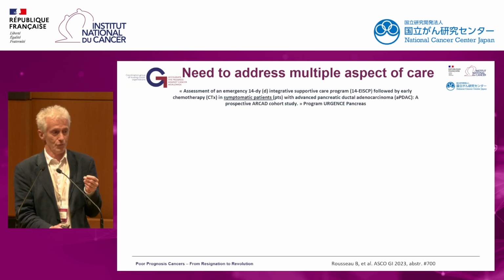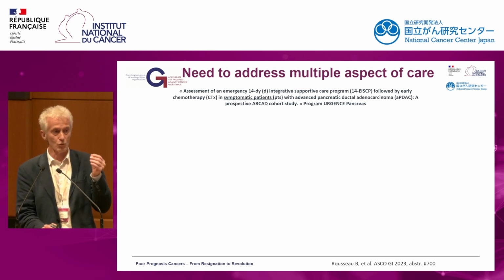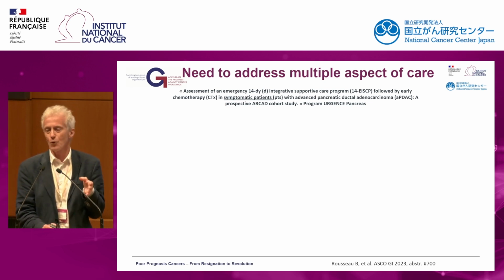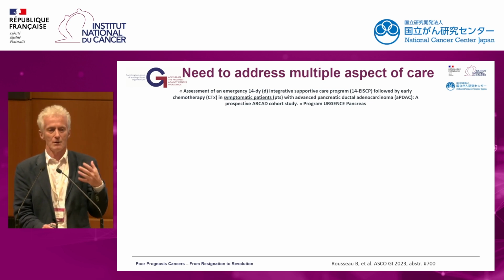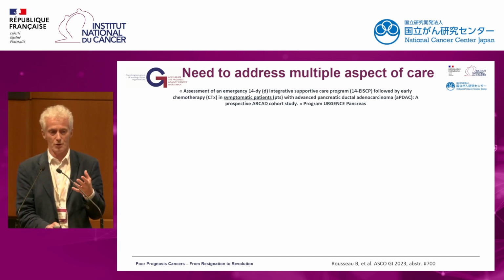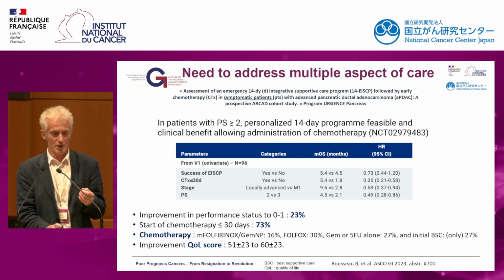Another type of thing to take into account, in patients with PS2, but more too tight to go in our trials, we perform a 14 days integrative supportive care in those patients who were symptomatic and tired. Finally, improvement was seen in 23% of patients.